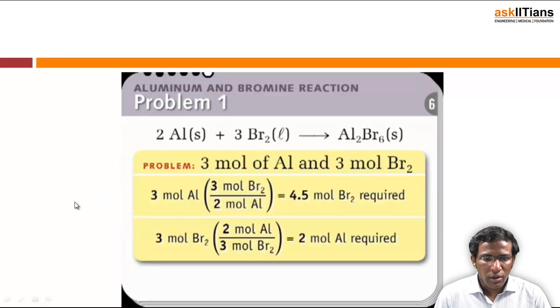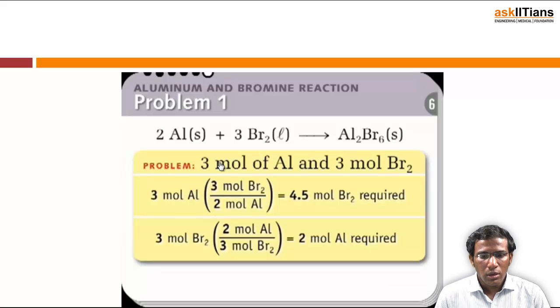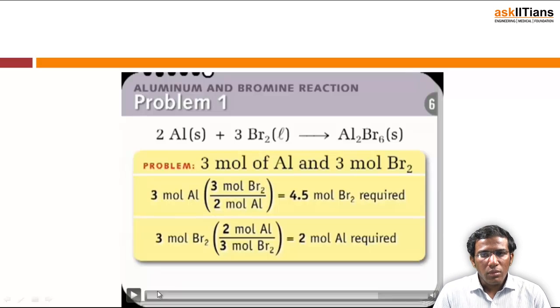If I go through the first approach, I require 4.5 moles of bromine, but I have taken only 3 moles. That means this is present in insufficient amount, the limiting amount. So bromine is going to be the limiting reagent from the first approach. If I go through the second approach, to react with 3 moles of bromine I require 2 moles of aluminum, but I have taken 3 moles. That means 1 mole I have taken extra. So aluminum is going to be my excess reagent, and bromine is going to be my limiting reagent.